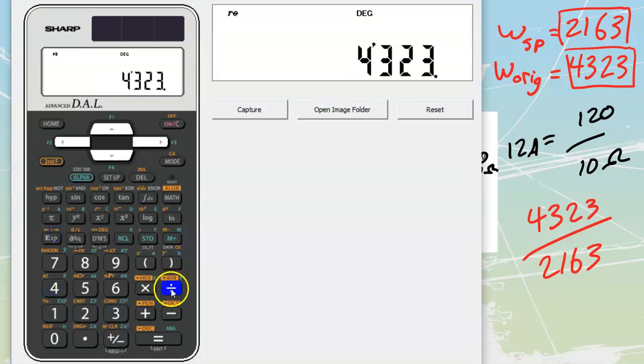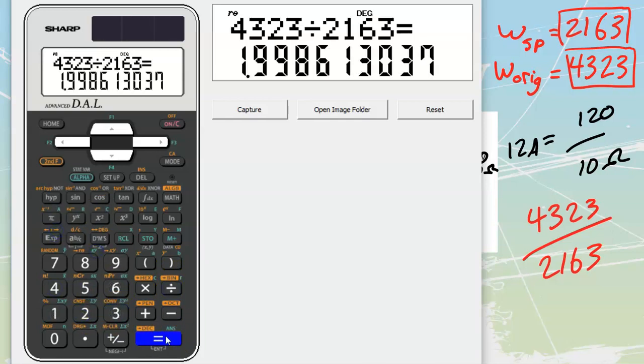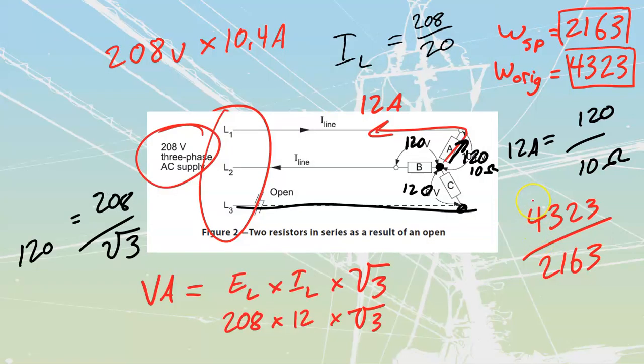4323 divided by 2163 equals 1.9986. In other words, the larger original is double. There's just a little bit of rounding error. That's why we've got all of this, 1.9986. But basically, I see that my original is double what I had when I went to single phase.